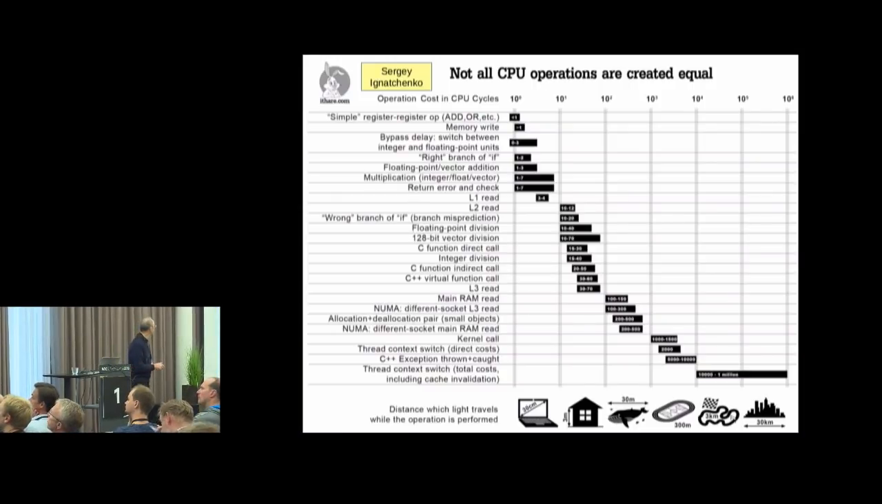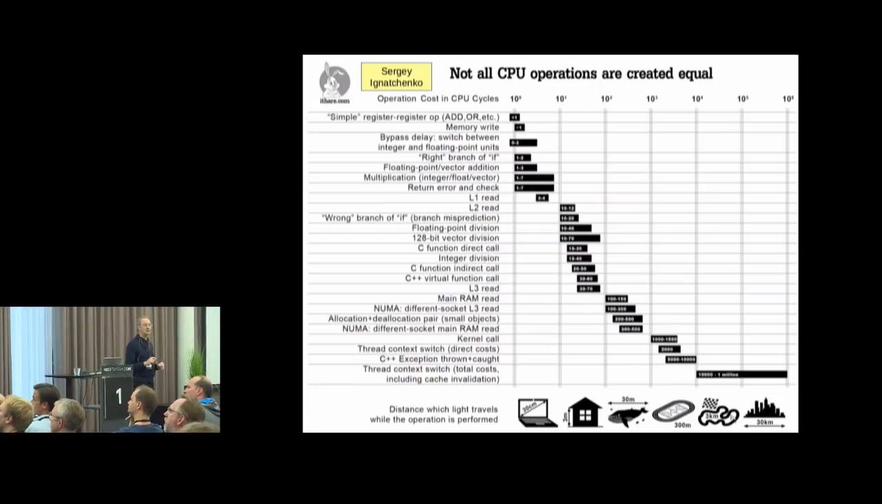Here is a nice little chart from Sergei Ivanchenko. I borrowed this one because it was just pretty rather than rewriting it. And this is about the different types of operations and their relative speed. Now, the horizontal axis is logarithmic. It's orders of magnitude. Right at the top, you've got register, register, add, which is less than 1 cycle. It's really fast. We've got lots of nice fast stuff up the top there. Memory writes, etc., are quite fast, because of the store buffer.